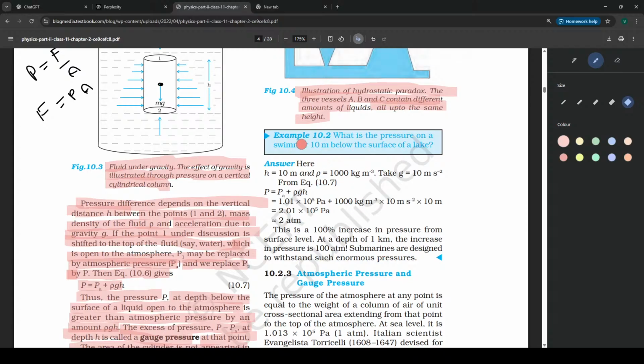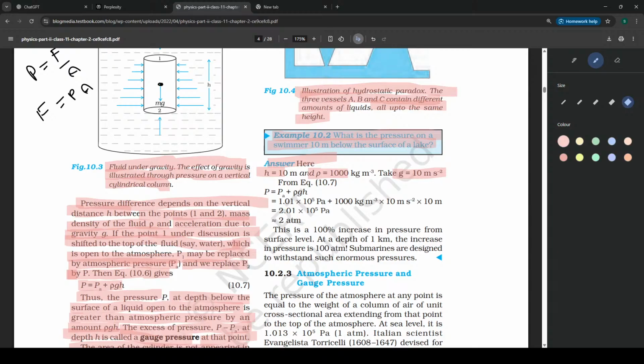Okay, let's see an example. What is the pressure on a swimmer 10 meters below the surface of a lake? Answer: height is 10, density is 1000 kg per meter cube, g we can take as 10 meter per second square. We already have the formula.